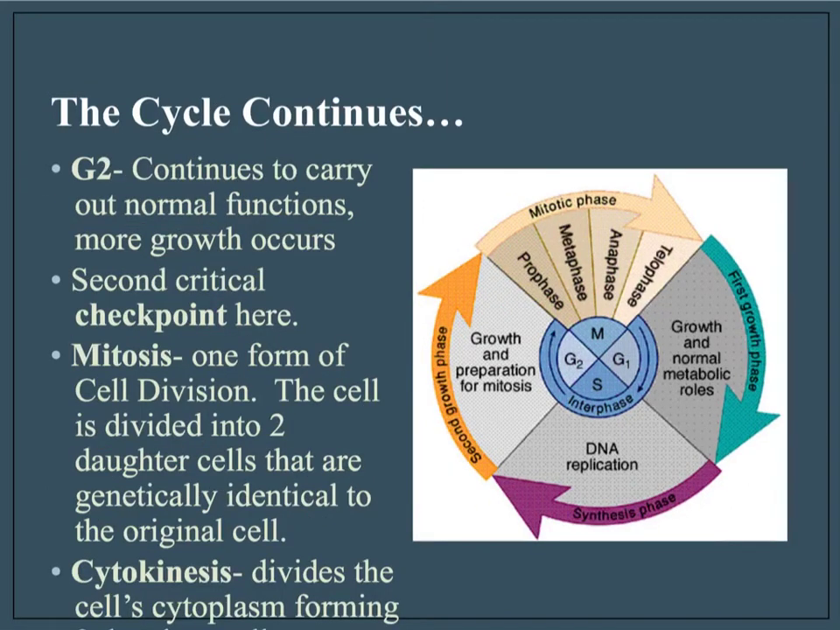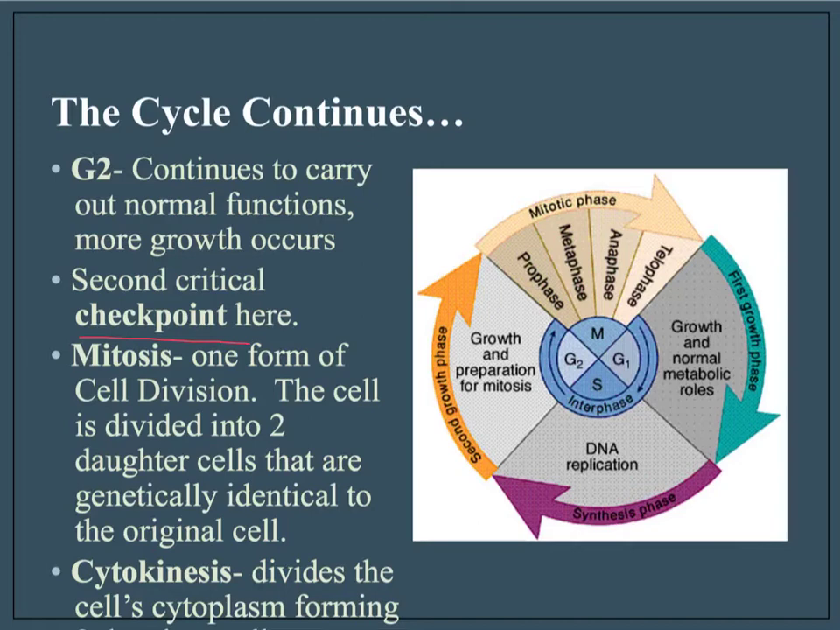That's two of the phases, so we're going to move on to the next phase, G2. During G2, the cell continues going about its normal business and continues growing, and then there's a second checkpoint. It's that big of a deal that every single one of our cells has to go through two checkpoints every time it wants to divide.